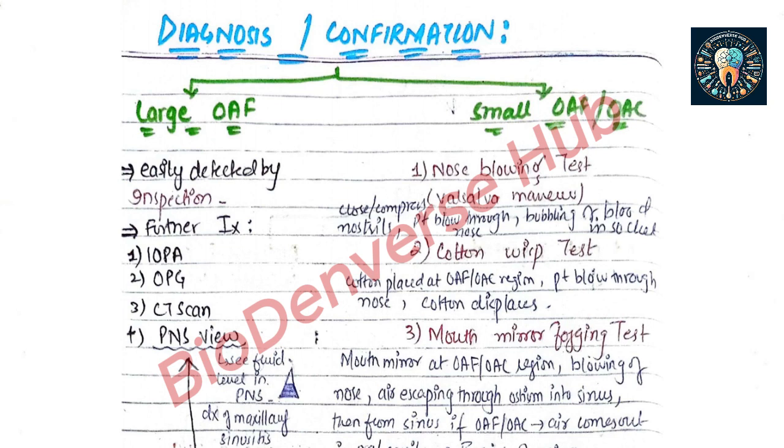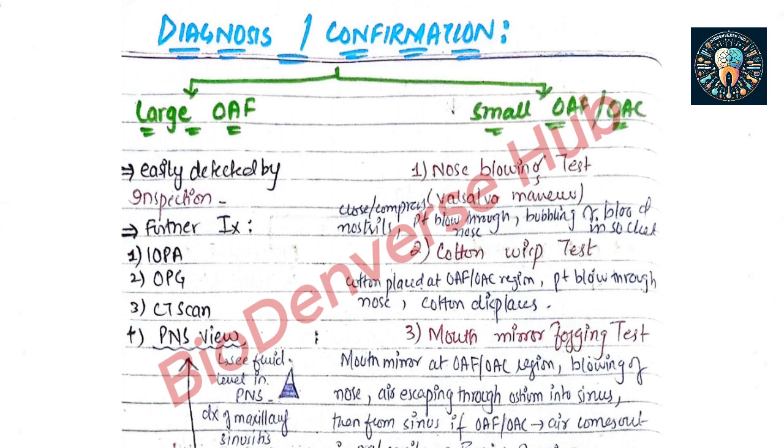Secondly, you can perform the cotton wisp test, in which cotton is placed at the oroantral communication or fistula region, and then the patient is asked to blow through the nose. The cotton will usually be displaced out, because there is a communication between the antral cavity and the oral cavity. When the patient blows through the nose, the air enters from the nose through the ostium into the antral cavity, and from the antral cavity through the communication into the oral cavity, and it displaces the cotton. So the cotton wisp test also confirms it.